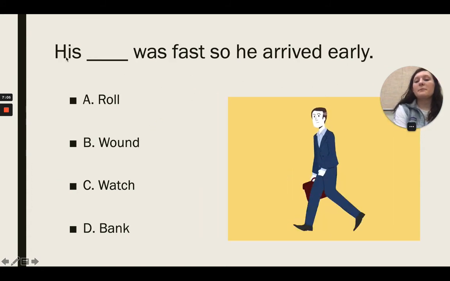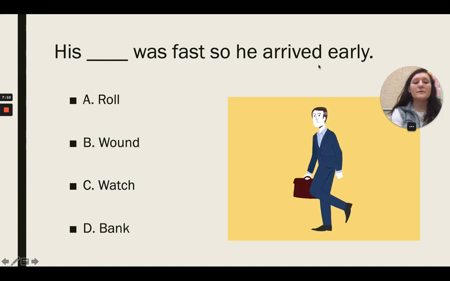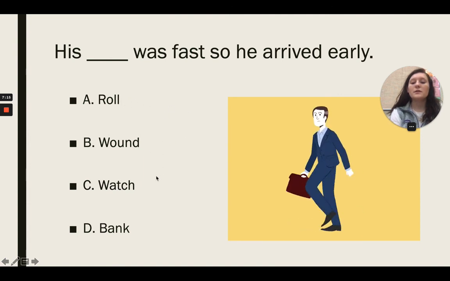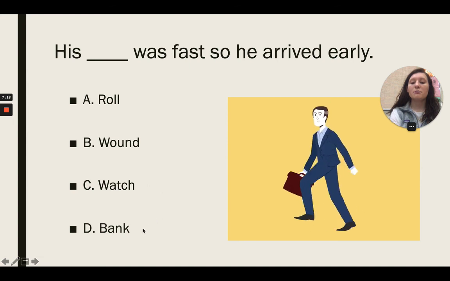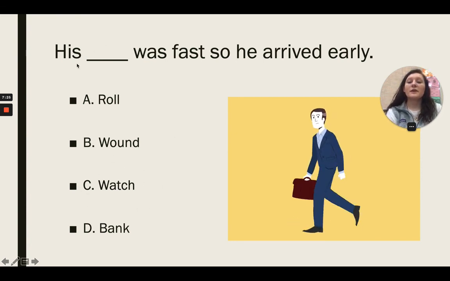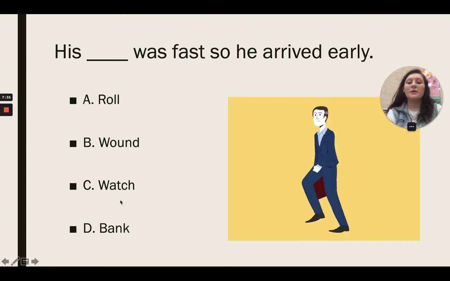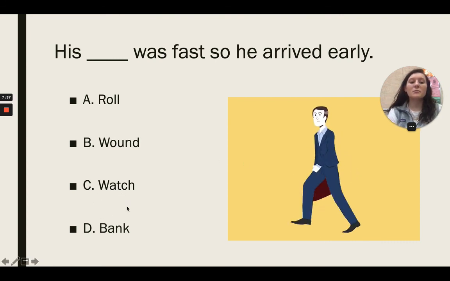All right, this time we have his blank was fast, so he arrived early. We have roll, wound, watch, and bank. Again, we're going to go with watch. His watch was fast, so he arrived early. In our last sentence, watch was an action. This time we're talking about the watch that somebody would wear on their wrist to tell time.